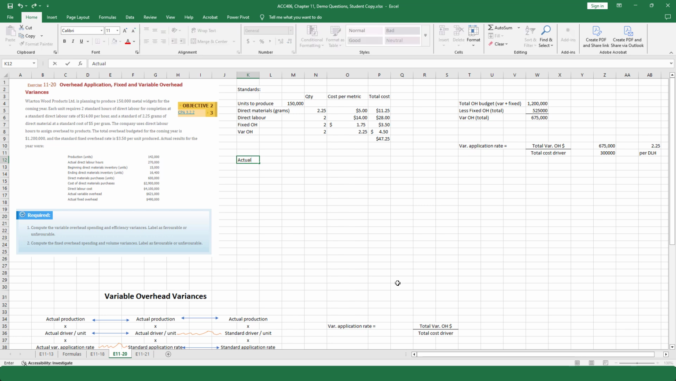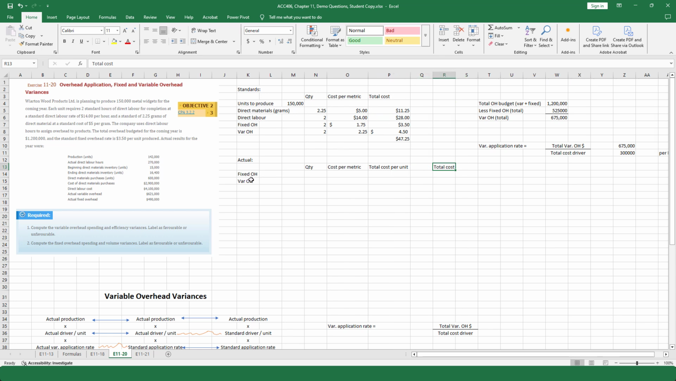In this case, I only need the actual for the fixed overhead and the variable overhead. I don't need anything else. Now, I would like to have the quantity, the cost per matrix, and the total cost per unit. And I'm going to take the total cost. In this case, this is total cost per unit.